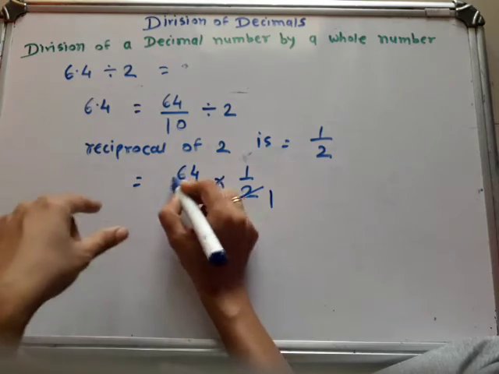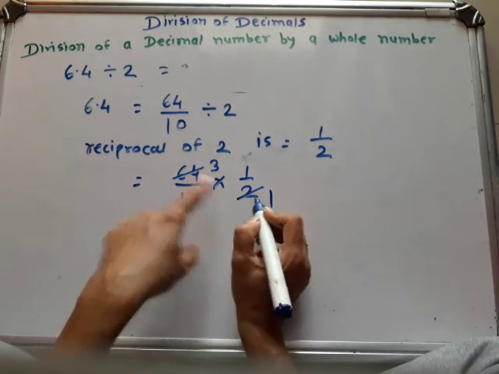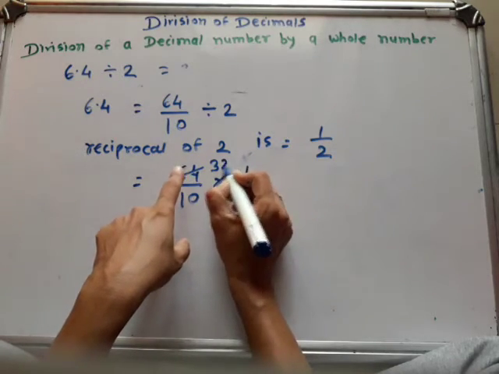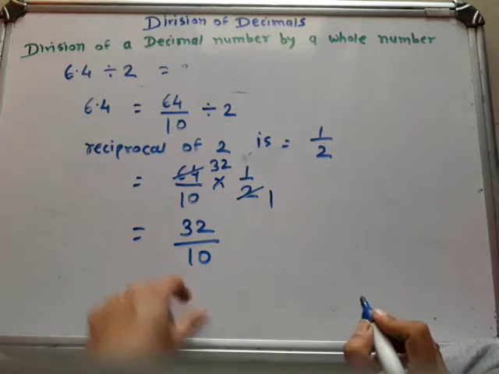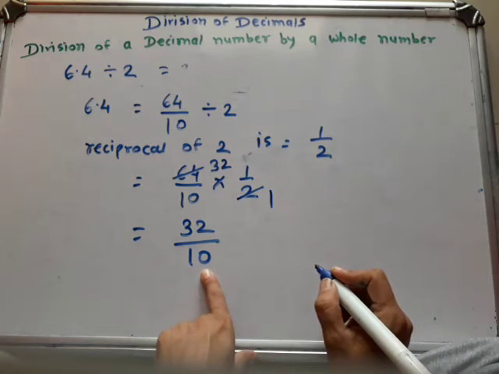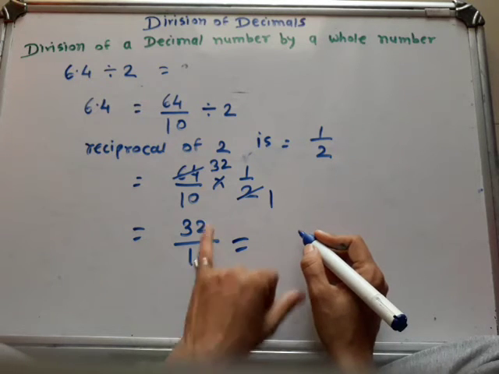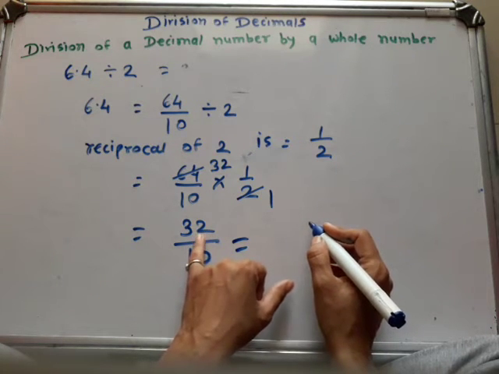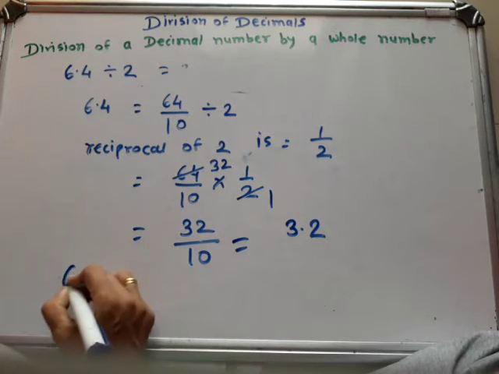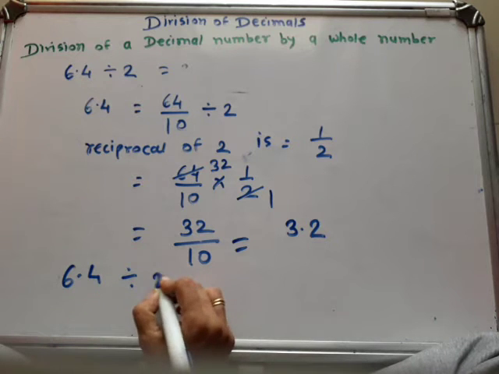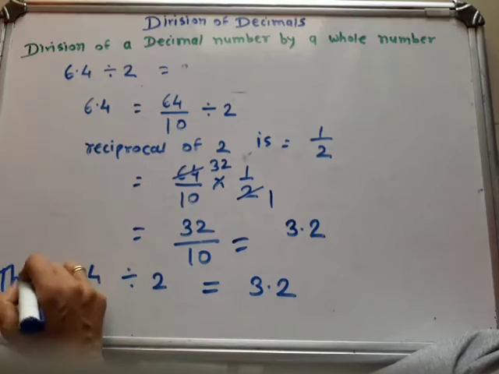2 3s are 6 and 2 2s are 4. So here we get the answer 32 upon 10. Now you have to convert it again into a decimal number. Here 10, so you have to put the decimal point before one number, means 3.2. So you have to write your answer: 6.4 divided by 2, we get the answer 3.2. Okay, this is your answer.